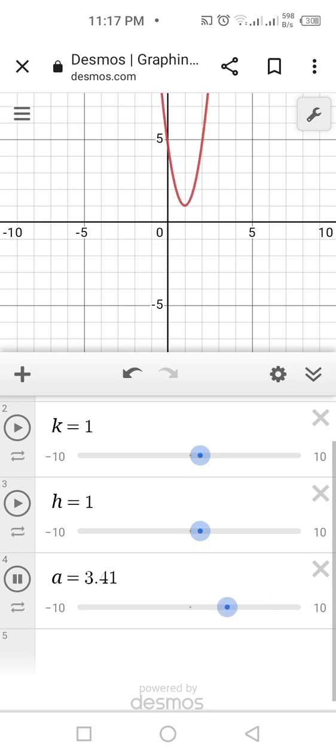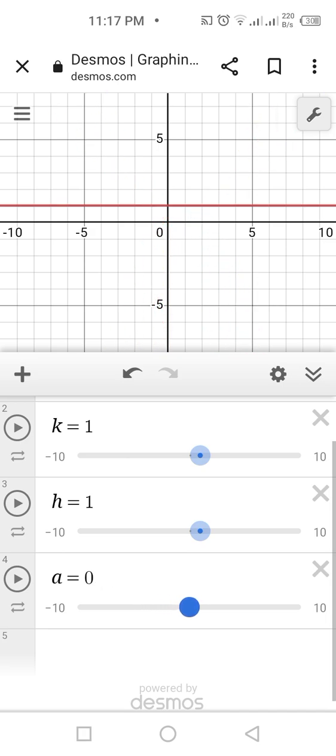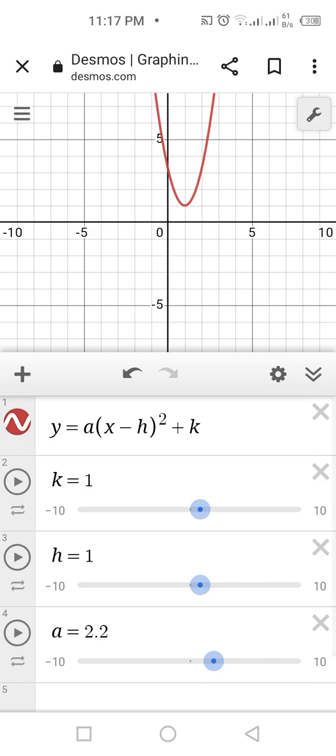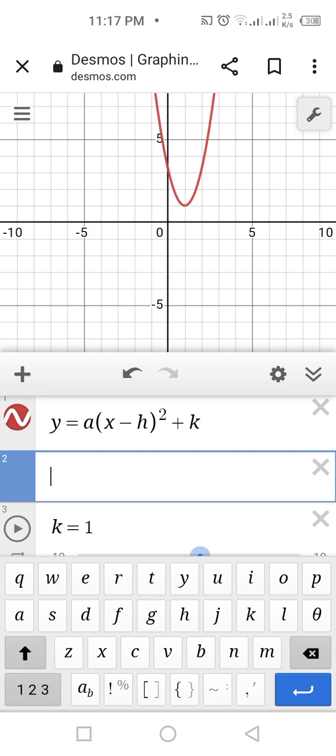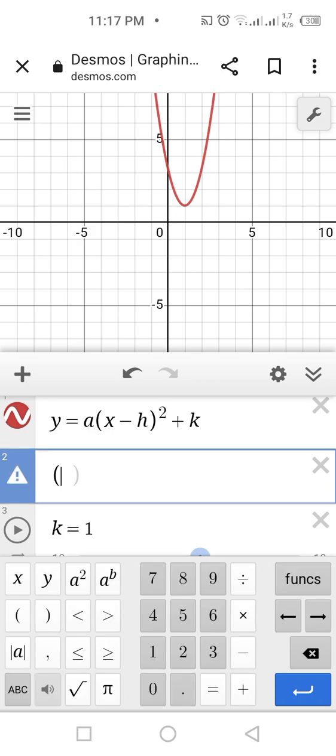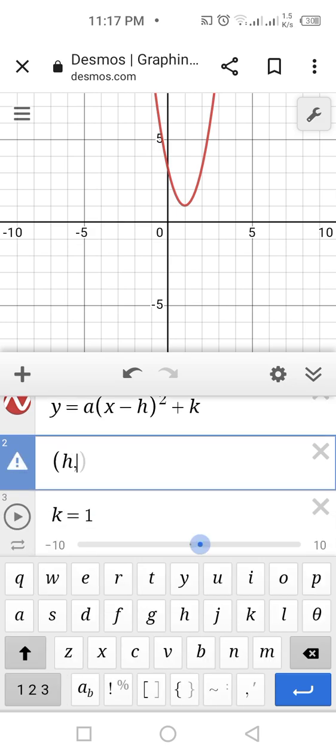If a equals 0, the graph is a straight line. If a is greater than 0, then it is upward, and this is the point h comma k. Here you can see the turning point, which we call the vertex. So h comma k is the vertex.